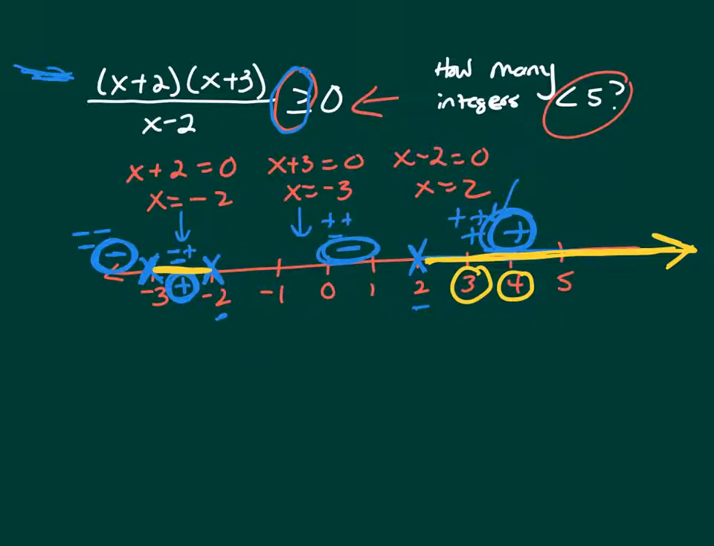There's an integer. You don't count 2 because if you look at 2, look at your denominator. 2 minus 2 is 0. You can't have 0 on the bottom, so you can't count that. Of course, this region in between negative 2 and 2 is negative. So less than 5, look at this yellow region. You've got that one and that one. It's okay if the numerator is 0. So we had 4 integers that satisfied this inequality that were less than 5.